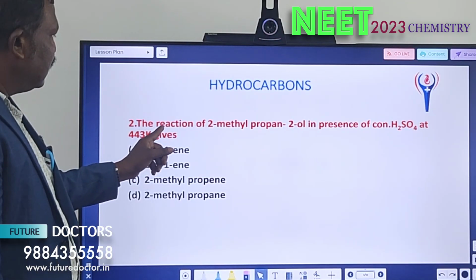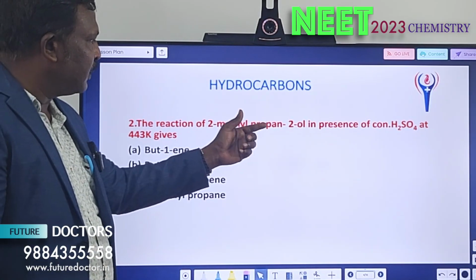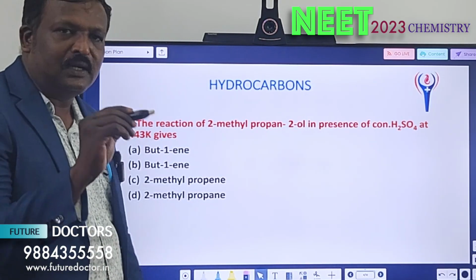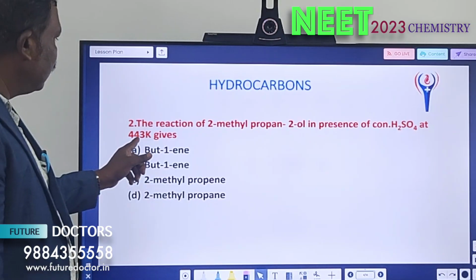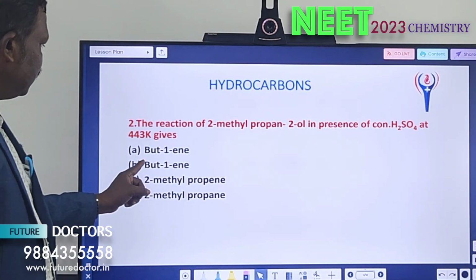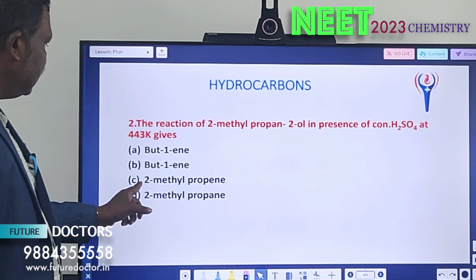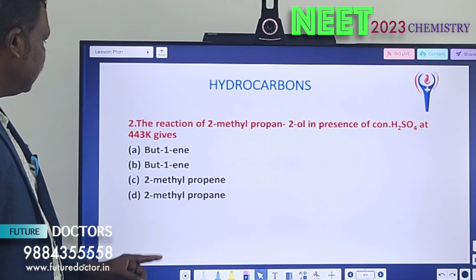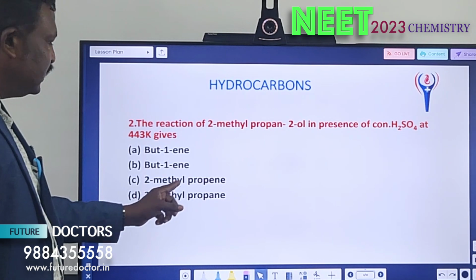Second question. The reaction of 2-methyl propanol in presence of concentrated sulfuric acid at 443 Kelvin gives option A, but-1-ene, option B, but-1-ene, option C, 2-methyl propene, option D, 2-methyl propane.